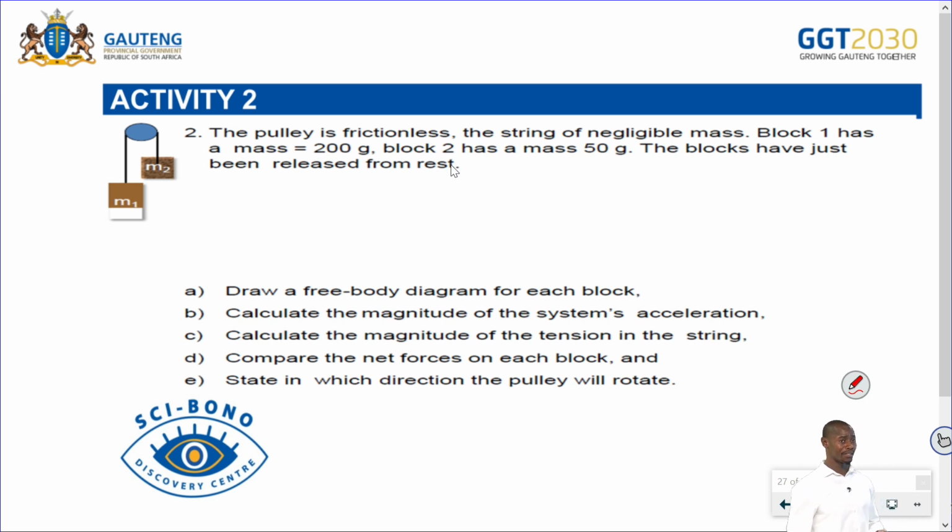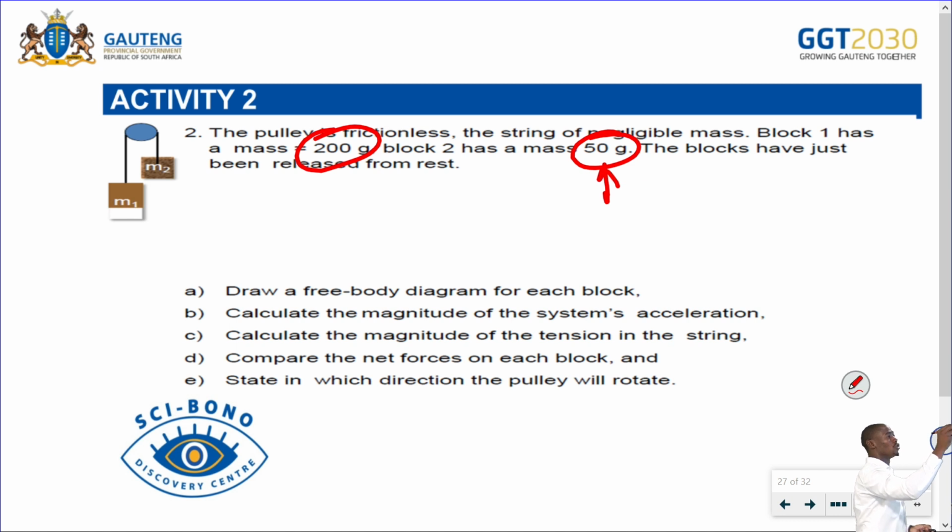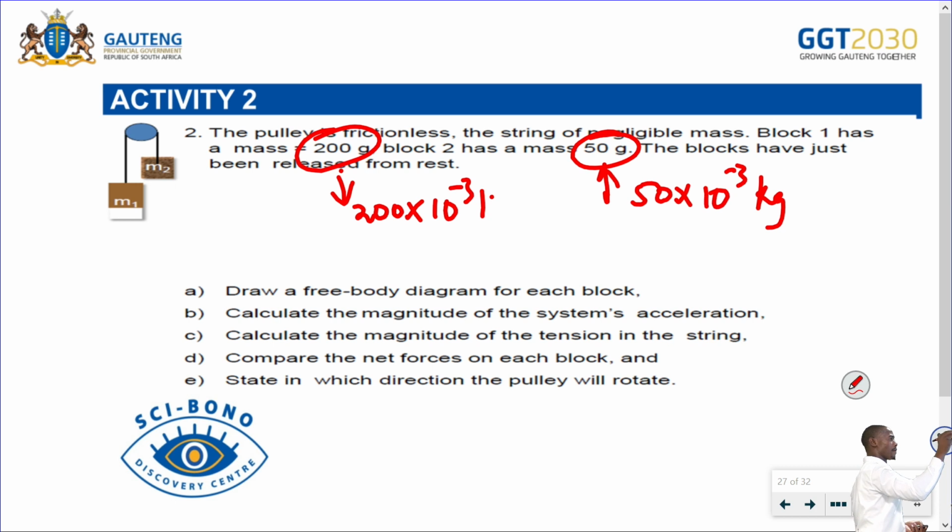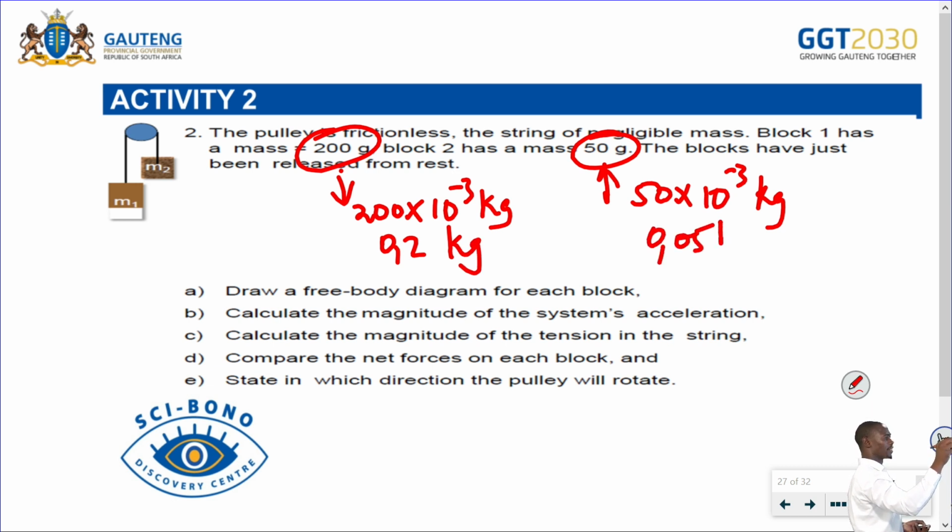So another one, it's a two-body system. Again, it's a two-body system. So the pulley is frictionless. The string is of negligible mass. Block 1 has a mass of 200 grams and block 2 has 50 grams. First thing that you need to do, you change this to kilograms, because mass should be in what? In kilograms. Which is, you can say this is 0.2 kilograms. And then this one will be 0.05 kilograms. So these are the things that you need to be careful about.